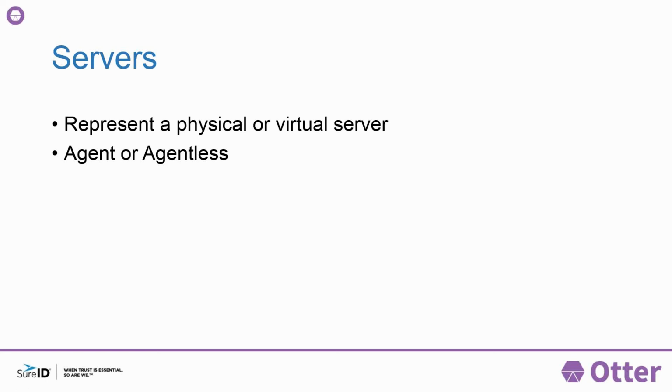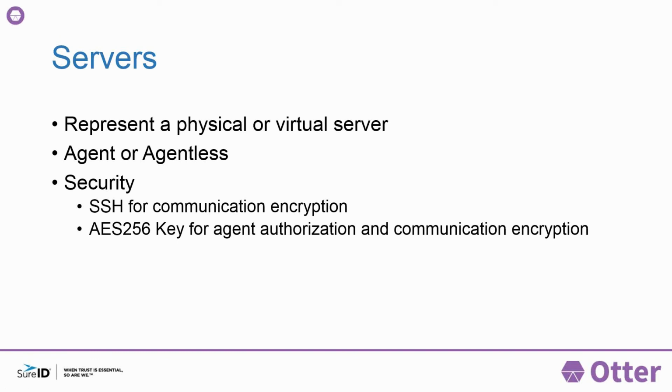The servers can either run an Otter agent or they can run agentless, which would be either SSH or PowerShell remoting. We run mostly with the agent mode using the built-in Otter agent. The agent supports two modes of security, SSH for communication, which requires a certificate, or a shared AES-256 key to authorize the agents. We use the AES-256 key just for simplicity.